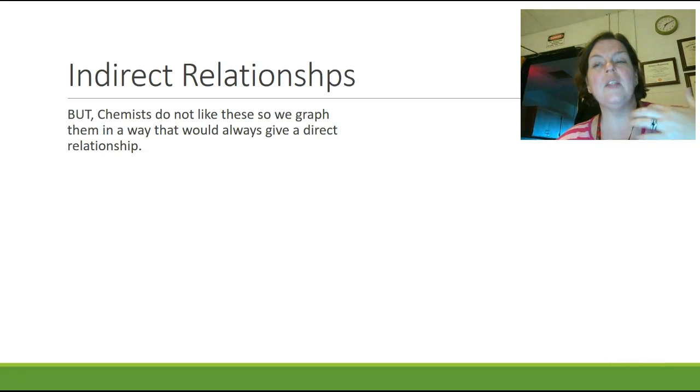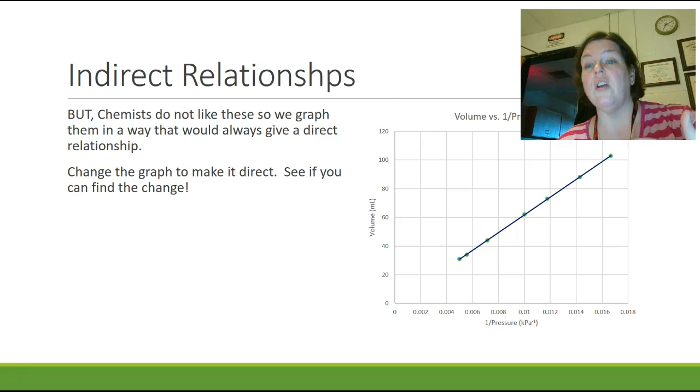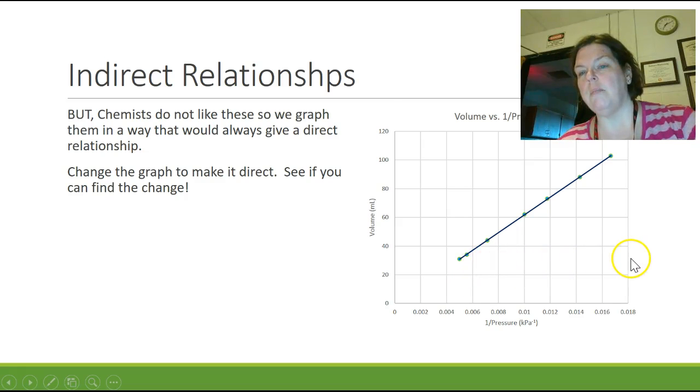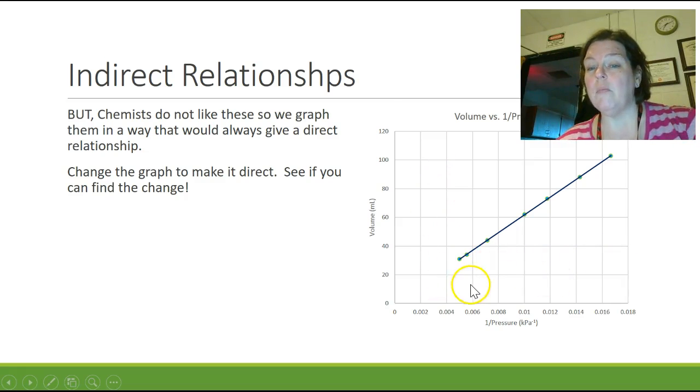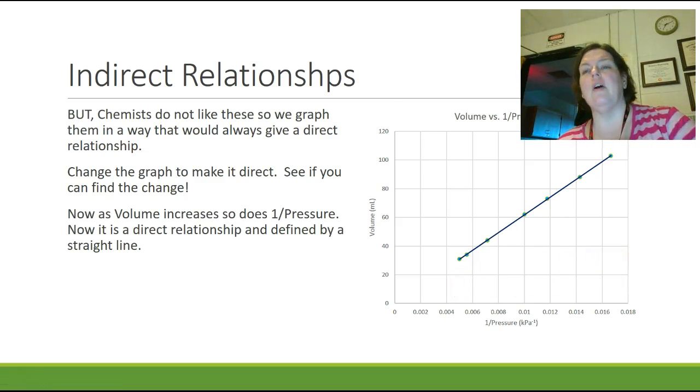So what we do is we tweak the graph a little bit so that we get a direct relationship. Here's the data that we just looked at in the last graph, regraphed. Notice it says volume versus 1 over pressure. This is a way that I can change some things. I do this a lot in chemistry. I find ways to give me more linear, direct relationships. As we can see now, as volume is going up, pressure is going up. As we go up in volume, we go right in pressure, and that's a direct relationship. You don't have to know how to do this. I just wanted to show you indirect and direct relationships and make sure you understood that.